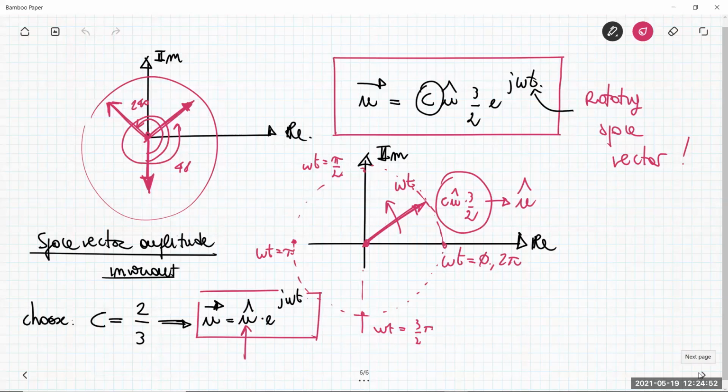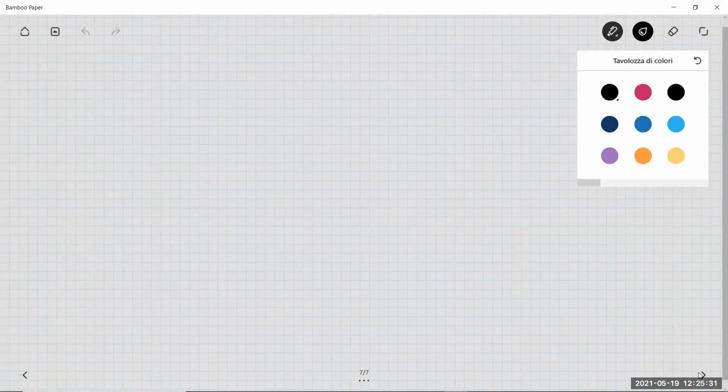There is another possibility for choosing C that provides a space vector power invariant. That means that the power provided by the three-phase system at the beginning of this analysis would be the same as the power provided by the rotation of the space vector in this plane. But this is a different choice that I will not use anymore in this explanation. So let's keep C equal to 2 divided by 3, giving this expression for the rotating vector. Let me consider another example.